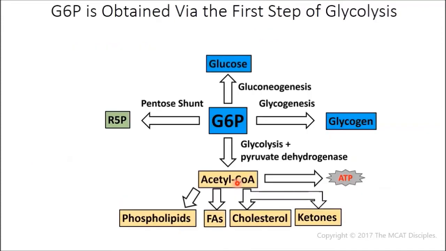Let's go through it. Again, glucose-6-phosphate can go through a number of different pathways. It can go through glycogenesis to form glycogen. It can go back via gluconeogenesis to form glucose. It can go via the pentose shunt to form ribose 5-phosphate and NADPH. Or you can put it through glycolysis to form acetyl-CoA and eventually phospholipids, fatty acids, cholesterol, ketones. But what we are doing here is glycogenesis. So we want to put it through glycogenesis.